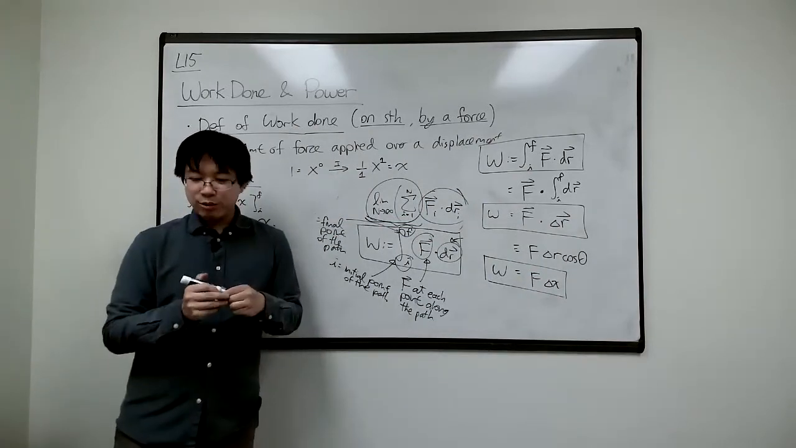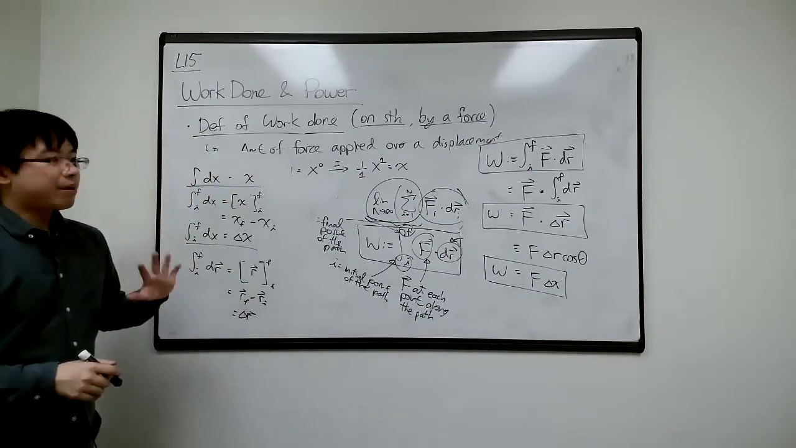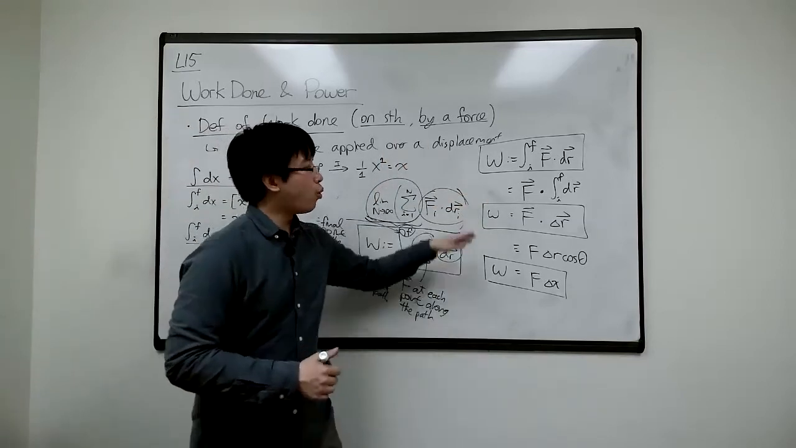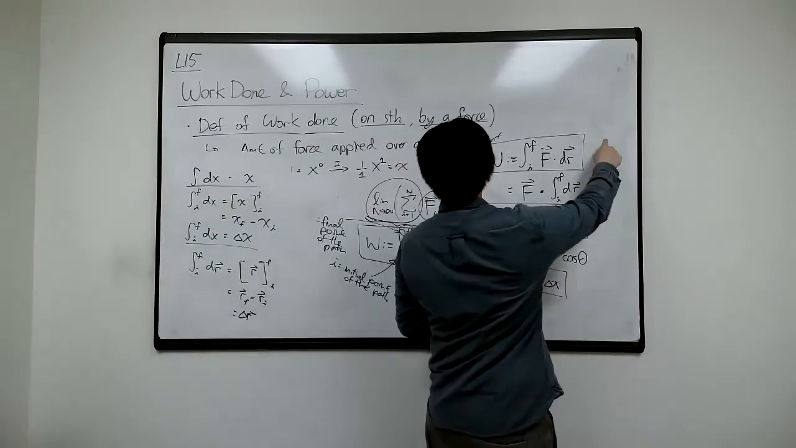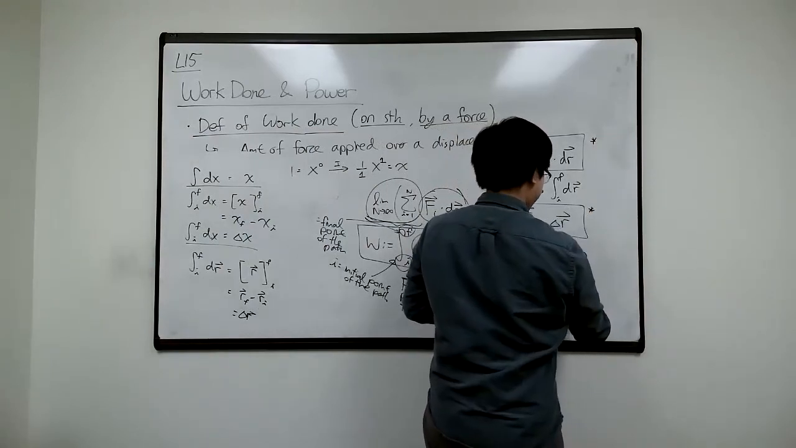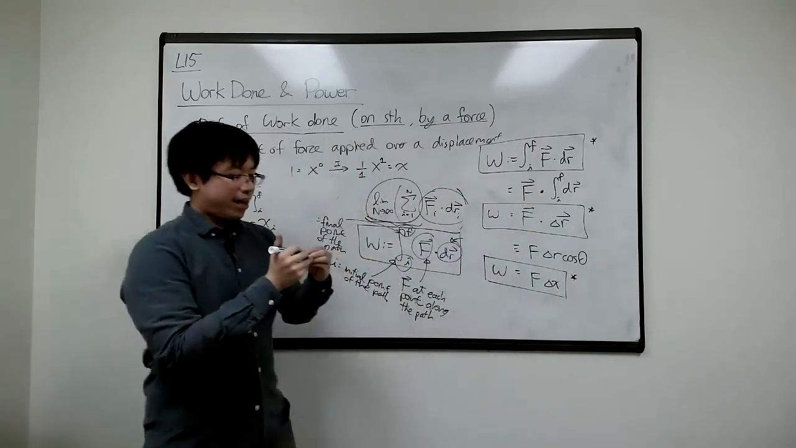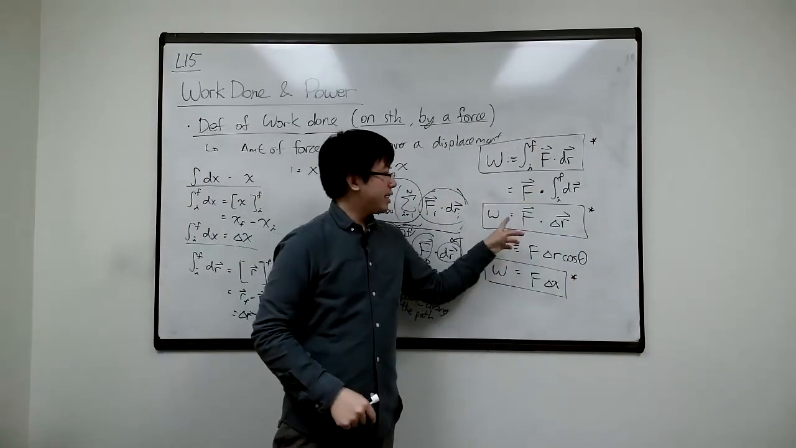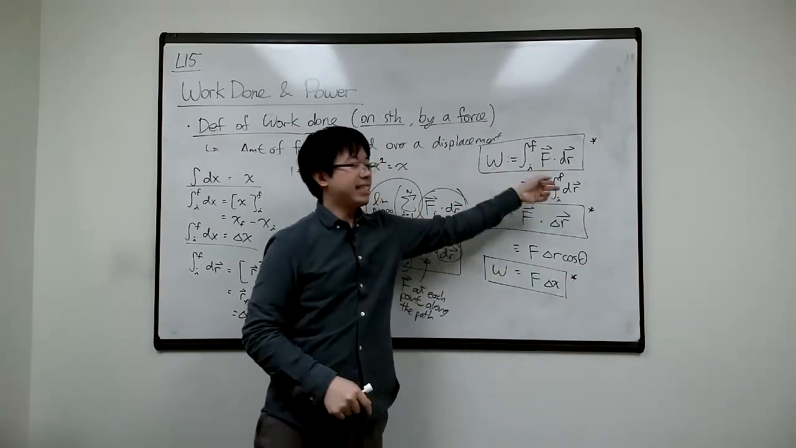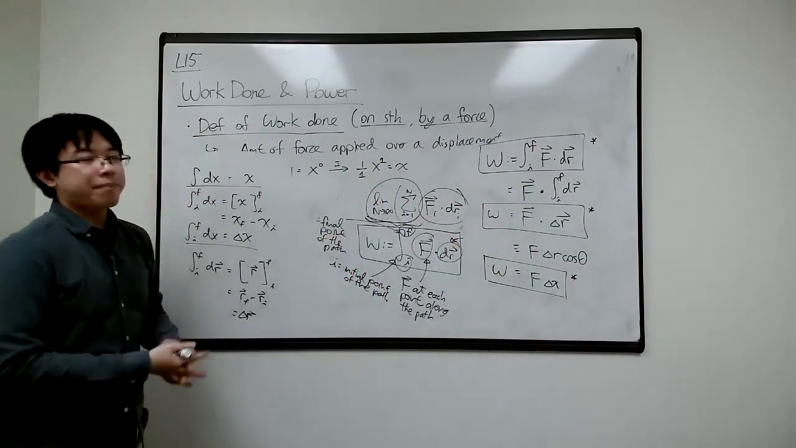So the three cases, we'll look at some examples. If this is abstract to you, don't worry too much. Really just know when to use which definition. You can put the cases in your notes. This is when F is constant, but not parallel to each other. This is when F is constant and parallel to each other. This is in general when F is not constant and not parallel to each other.